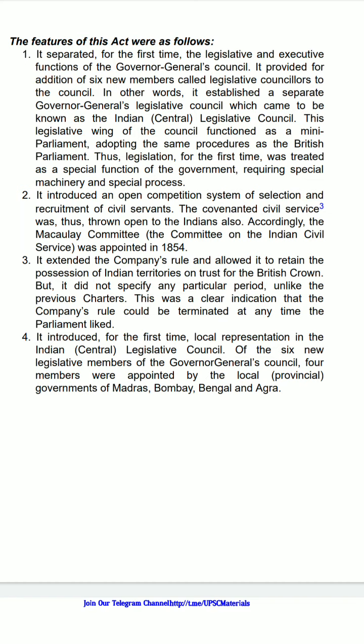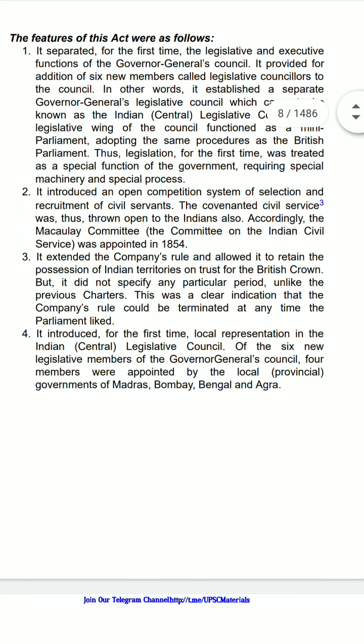It provided for the addition of 6 new members called legislative councillors to the council. In other words, it established a separate Governor General's Legislative Council, which came to be known as the Indian Central Legislative Council. This legislative wing of the council functioned as a mini parliament, adopting the same procedures as the British Parliament. Thus, legislation for the first time was treated as a special function of the government, requiring special machinery and special process.